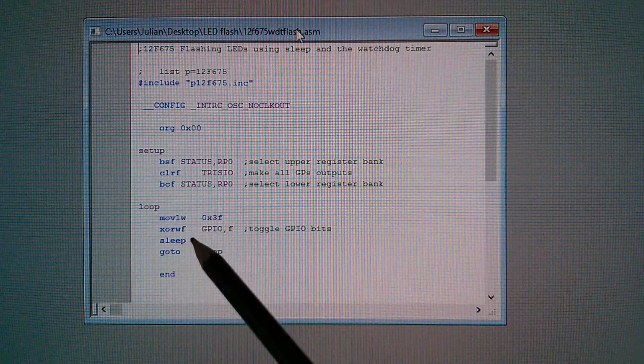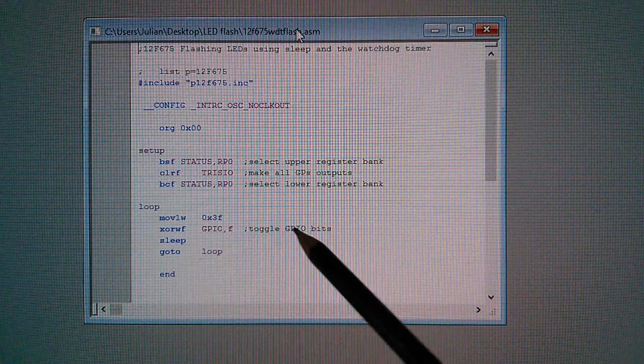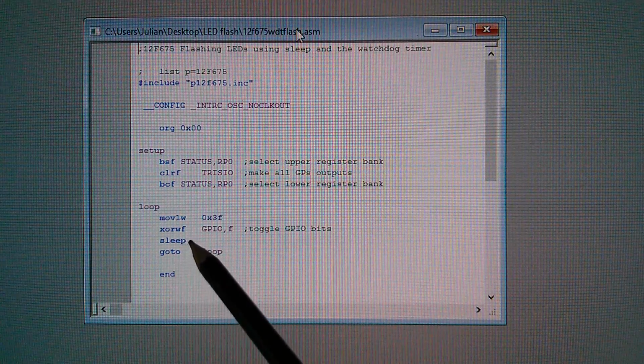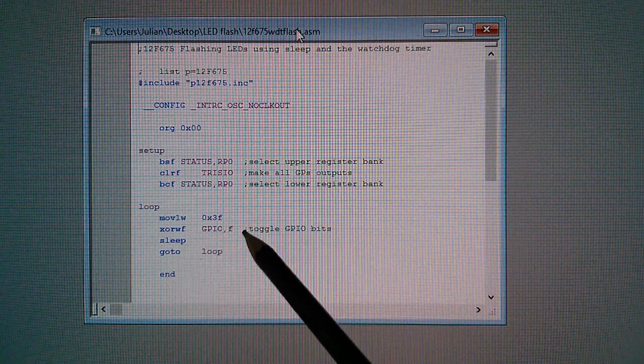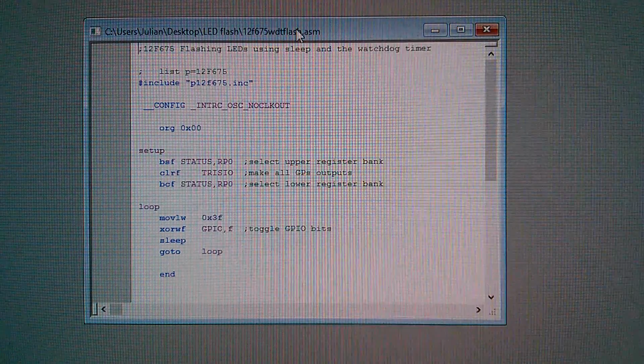So after sleeping for 2.3 seconds, it comes around the loop again, toggles the GPIO bits, then it goes to sleep for another 2.3 seconds, toggles the IO bits again. So if they were high, they then go low. If they were low, they then go high. Poetry.